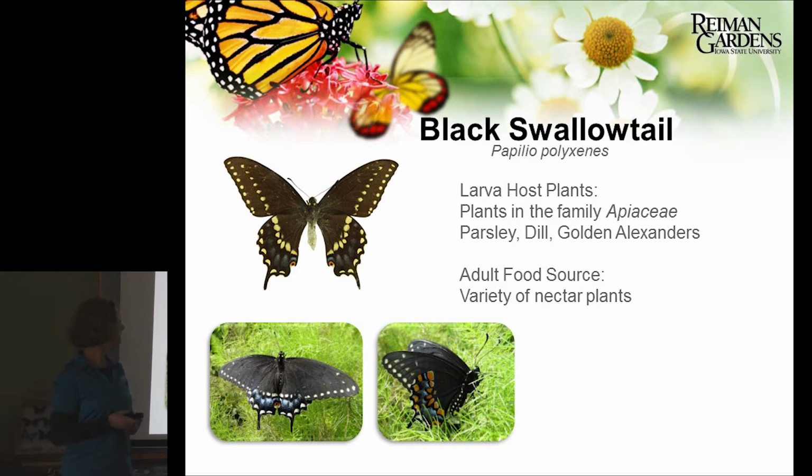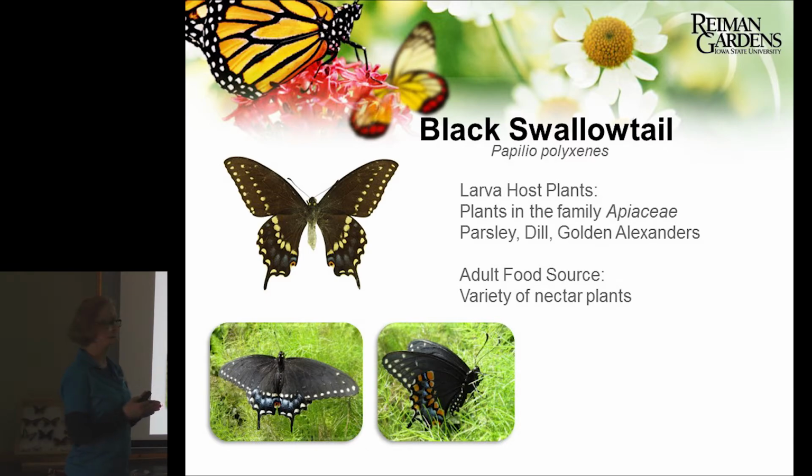So the first one we'll talk about is the black swallowtail. Black swallowtail uses things like parsley or dill for a host plant. So if you have green striped caterpillars on your dill or your parsley in the summer in your herb garden, that's most likely what you have on there, black swallowtails. There's also golden alexanders, a native plant to Iowa. That's what they would use out in a native prairie where there aren't planted herbs. And then as an adult, they like a variety of nectar plants.